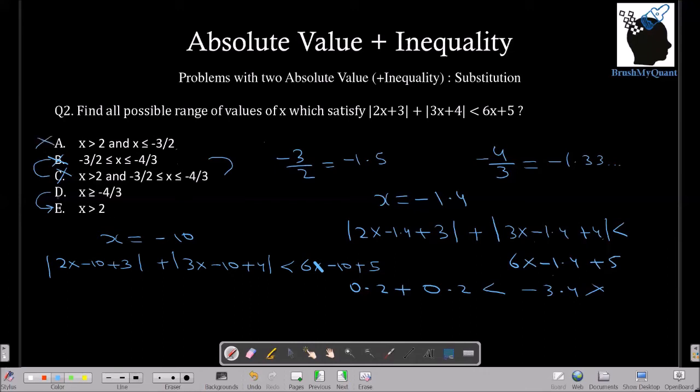Let me try option D, because if I'm able to prove that is wrong, then E will be the answer. So let's take a value of x which is there in D but not in E. Let's say x is equal to 0. So our question will become 3 plus 4 should be less than 5. That means D is also not correct. So E is the answer choice. Now let's try and solve these problems using algebra.